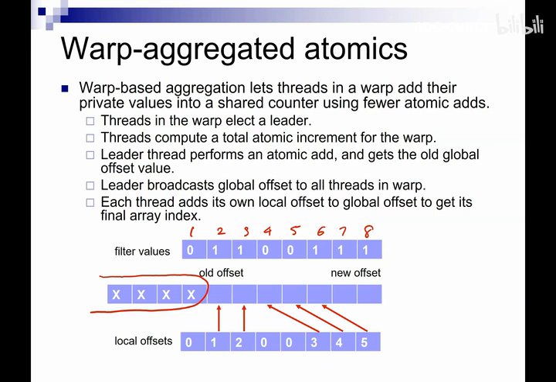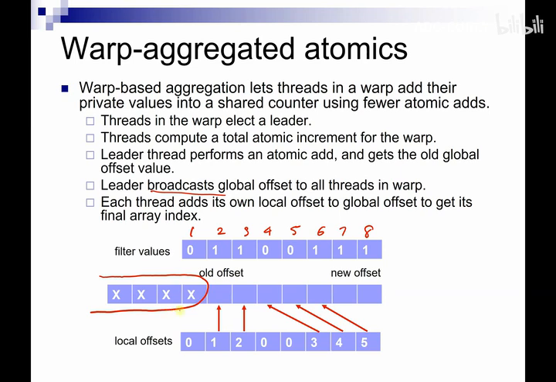Next, each thread is going to individually compute its own offset. These different values here are being computed in parallel by all the threads within the warp. And then the leader, after discovering that there were 4 old positive values, is going to broadcast this value, this 4, to all of the threads in the warp. And then all these threads are going to take the old offset and add their new offset to it.